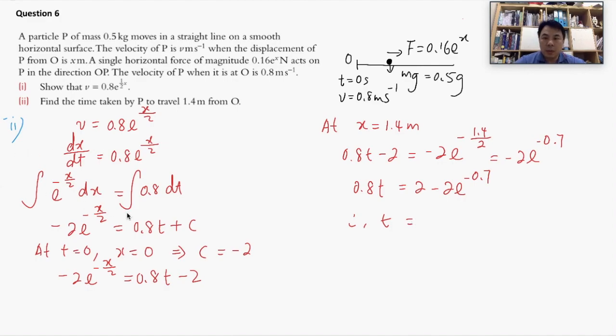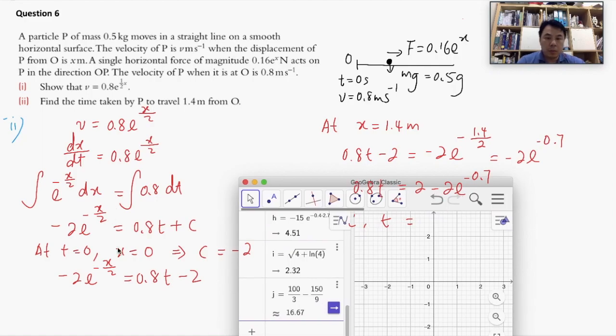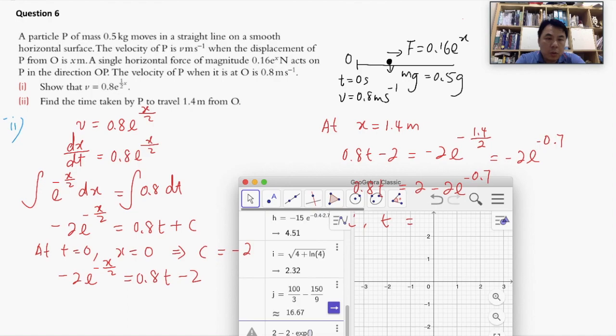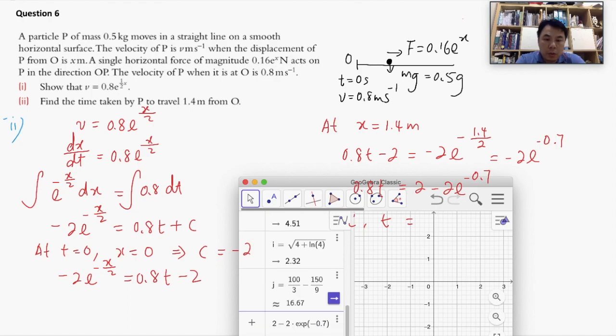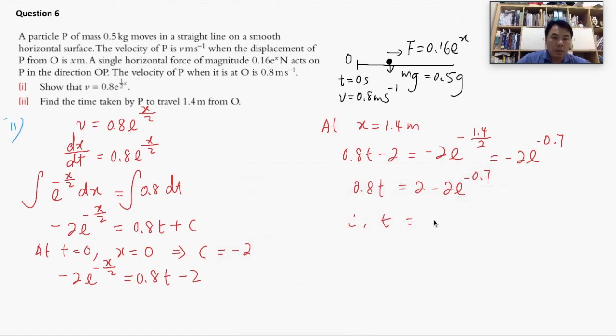Just let me get my algebra. Okay, let's see what we have. That is 2 minus 2 exponential negative 0.7. And then we have to divide by 0.8. So 1.26. Okay, just let me write down 1.26 seconds. So the time taken by P to travel 1.4 meters is 1.26 seconds. I hope that's clear.